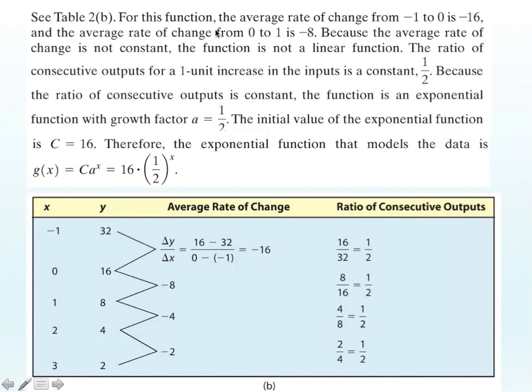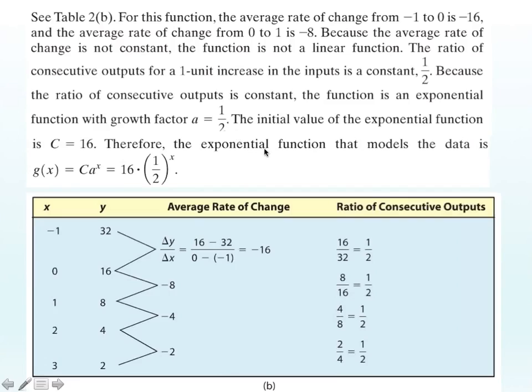Now, if we take a look here, we know that the function is not going to be linear, and then we know that the ratio of consecutive outputs for a 1-unit increase is going to be 1/2. Now, because the ratio is consistent or constant, we know that the function is going to be exponential. The growth factor is going to be this factor right here, the 1/2.